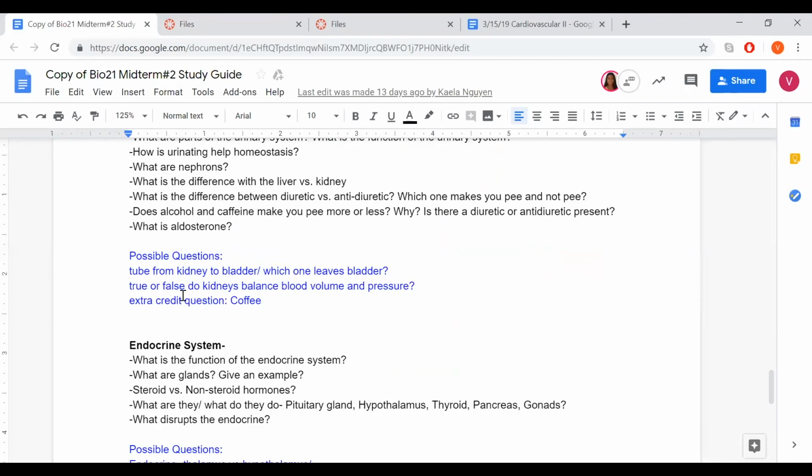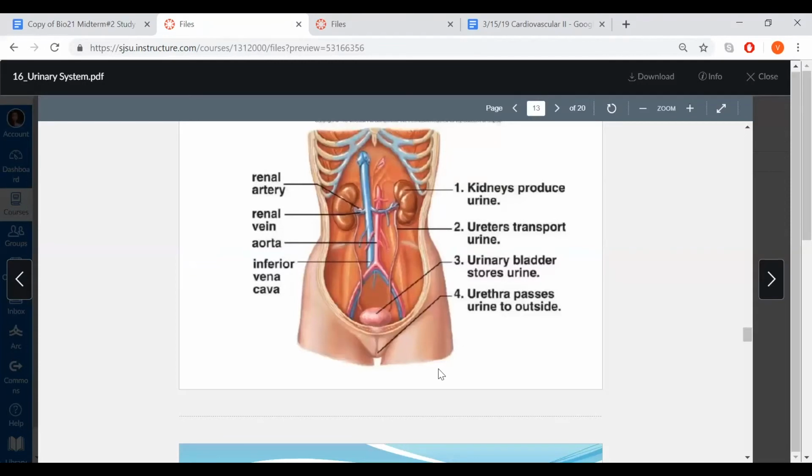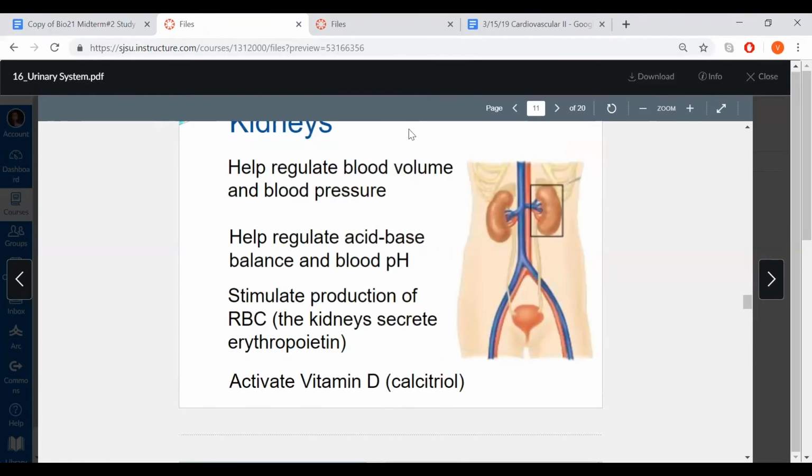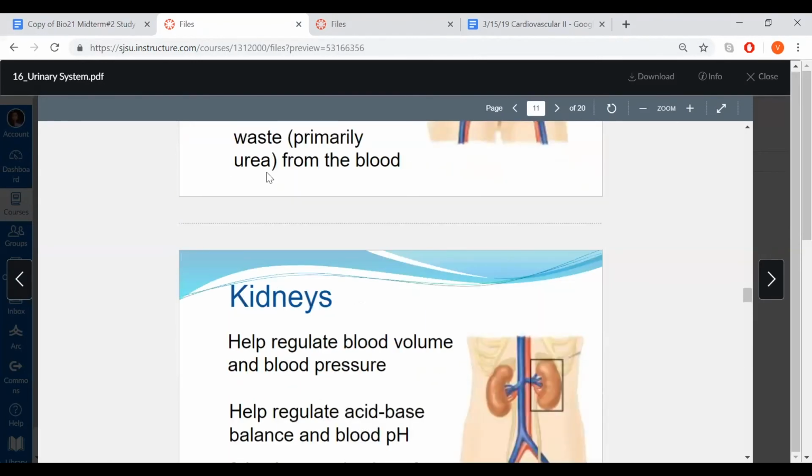Anyways, true or false, do kidneys balance blood volume and pressure? True. Remember, the kidneys have a lot of functions, but one of them is to regulate blood volume and blood pressure. I don't want to say it's the main one, but it's pretty important among all of these.